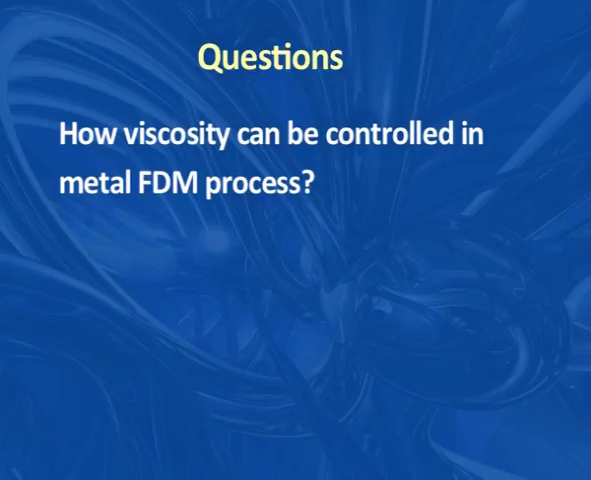How is viscosity controlled in the metal FDM process? The major concern based on viscosity, that is a viscous flow, we can control only at the extruder region. The material has to be melted, and for the flow, the material characteristics have to be studied. It has to melt and it has to be converted.